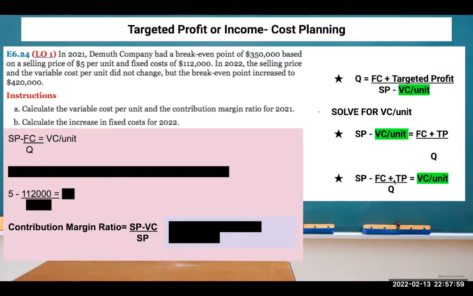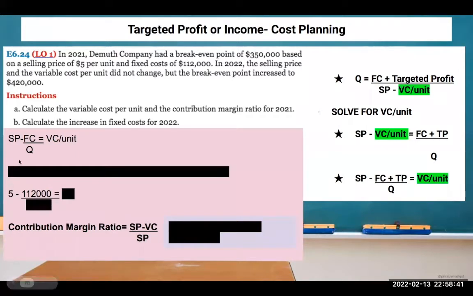So what we see here is in this question, it says that we have $350,000 of a break-even point, okay? And based on a selling price of $5 per unit, fixed cost of $112,000. So we know what the fixed cost is. So we have that figure. The fixed cost is $112,000. We know that the $5 here, $5 per unit is a selling price per unit. So the $5 goes there.